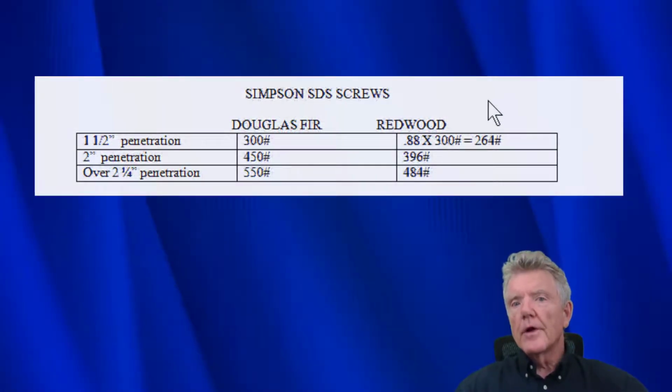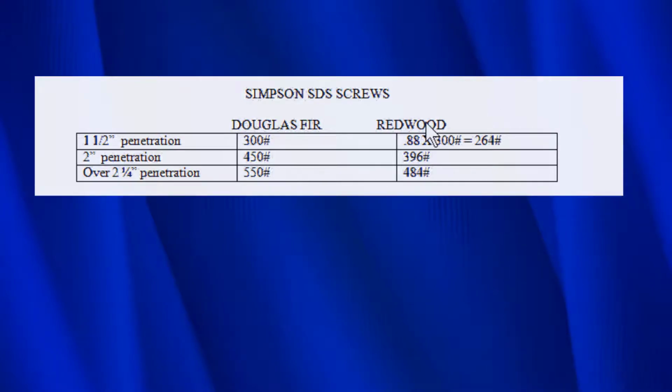There's another type of hardware called an SDS screw made by Simpson Strong-Tie, and we use those a whole lot, and they are also impacted by specific gravity. The way these are rated is in terms of the amount of penetration they have into the wood they're going into. If you're going into a piece of wood 1.5 inches, it will resist 300 pounds of earthquake force. 2 inches, it'll get 450 pounds.